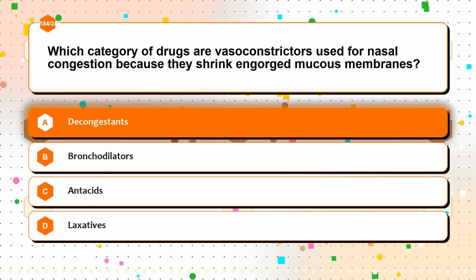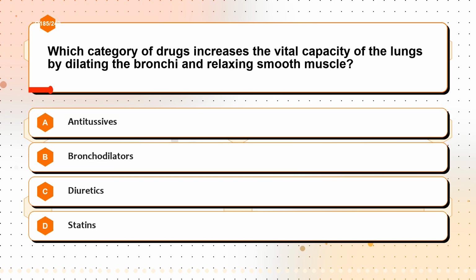The correct answer is option A, decongestants. Question 185. Which category of drugs increases the vital capacity of the lungs by dilating the bronchi and relaxing smooth muscle? Here are the options. Option A, antitussives. Option B, bronchodilators. Option C, diuretics. Option D, statins.